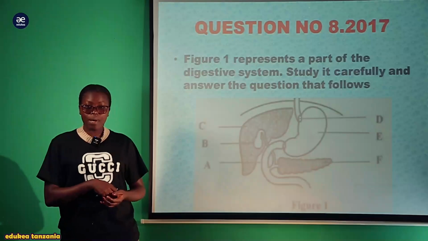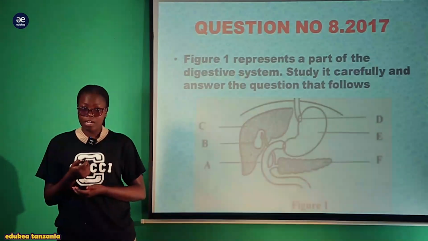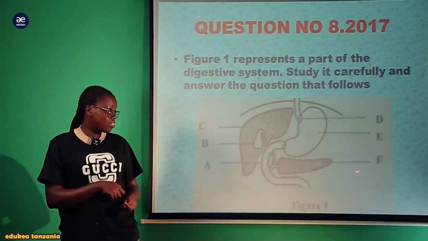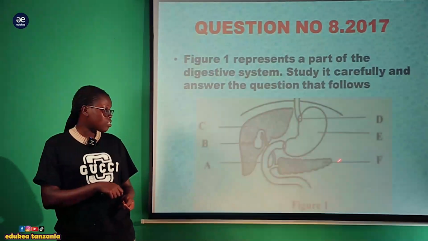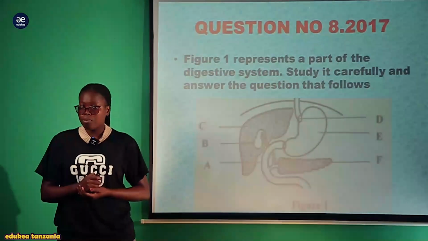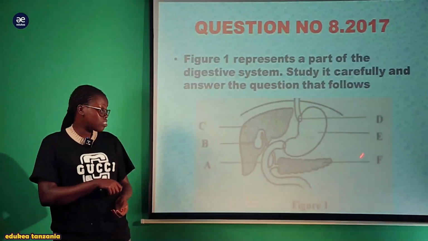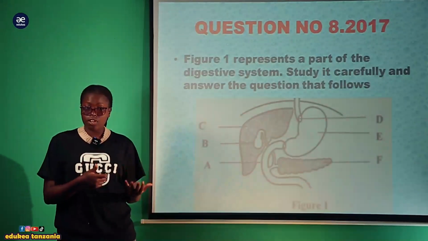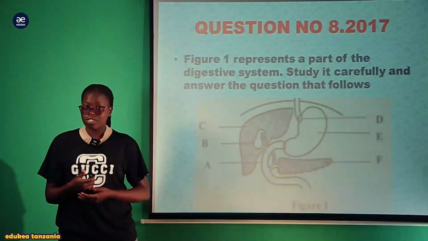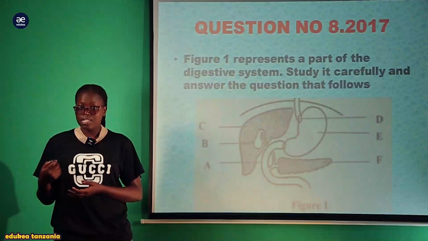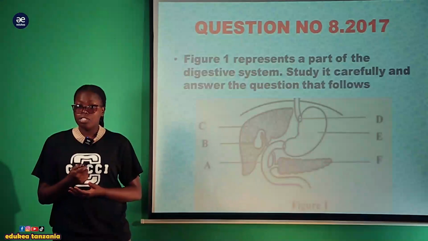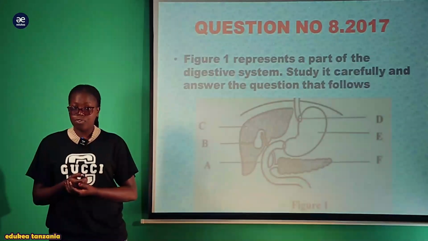And the part F is the pancreas, which produces the pancreatic juice and the pancreatic enzymes. In your Form 3 topic of coordination, you will see that the pancreas has two major functions, endocrine as well as exocrine. In terms of exocrine, it produces the pancreatic juice into the duct for digestion, whereas the endocrine part produces the hormones insulin and glucagon for the regulation of blood sugar in the body of a human being.